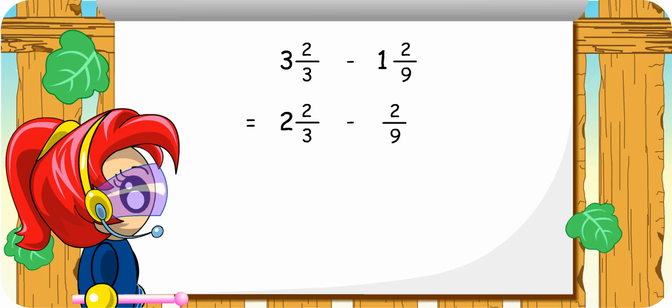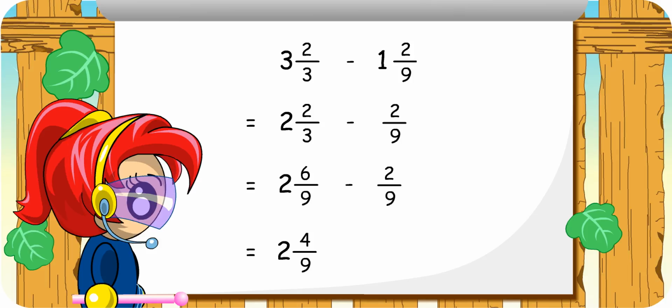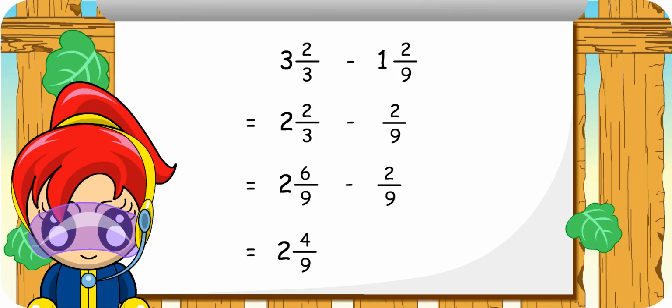We then change the fractions into like fractions, which are 6/9 and 2/9, before we do subtraction. Upon subtracting 2/9 from 2 whole 6/9, we get the answer 2 whole 4/9. I think I can do that too.